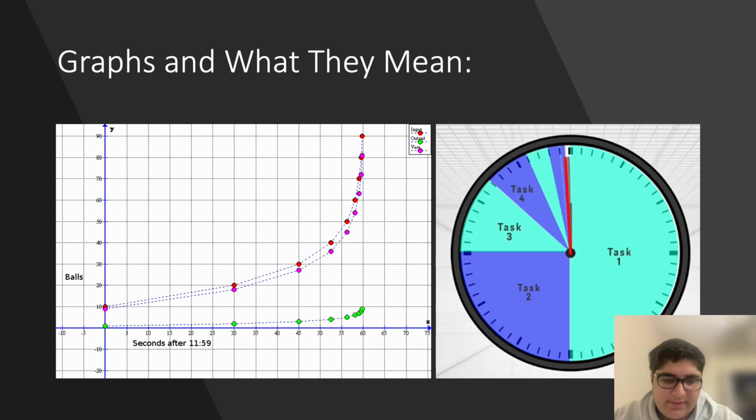And here the green dots show the time. So this is 11:59, 0 right here, and 60 seconds right after that, that would be 12. And the time also exponentially decreases, or halves, as this graph shows. And so the clock graph on the right shows the time halving with each and every task. That's basically all it shows.